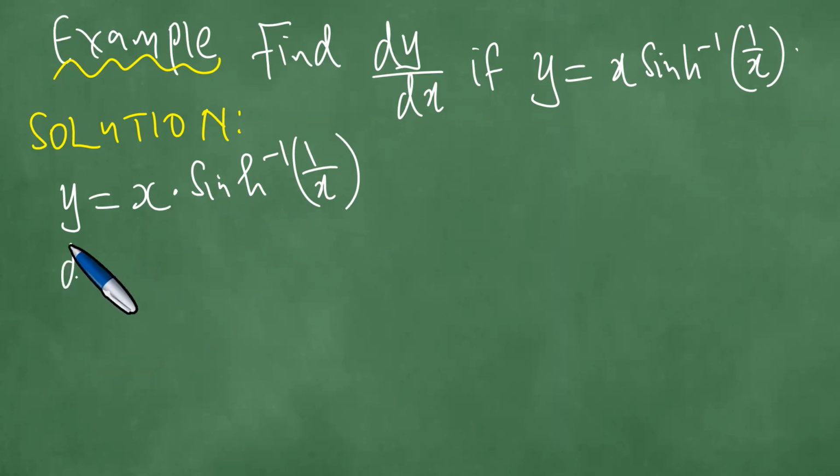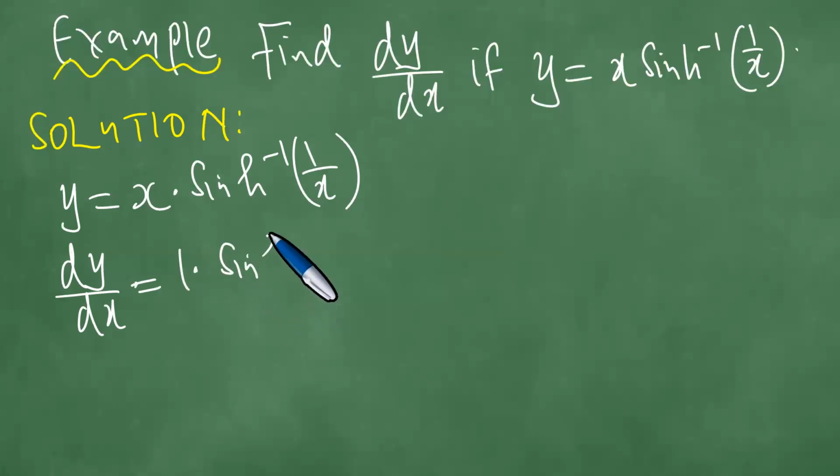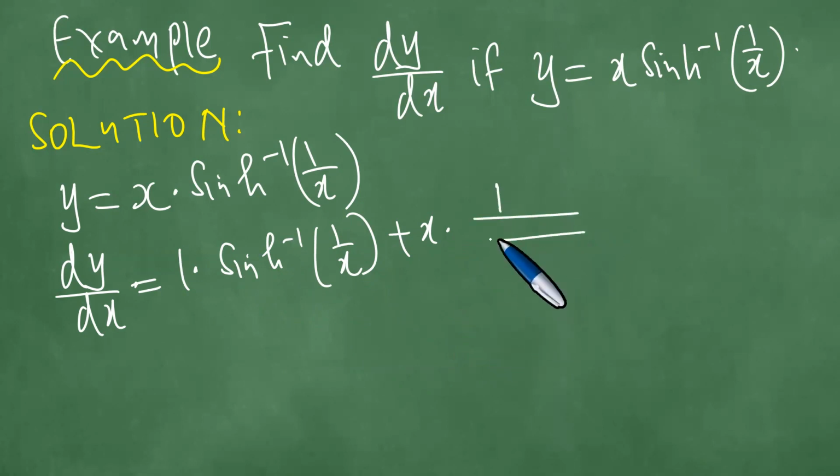to use the product rule, meaning dy/dx. First, we find the product of x, the derivative of x, 1. We keep the arc hyperbolic function constant, plus x times the derivative of the arc hyperbolic function. What is it? So it's 1 over the square root of x squared plus 1.